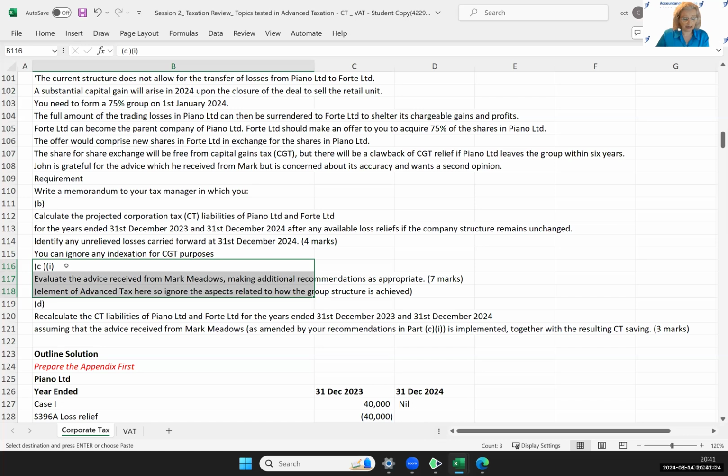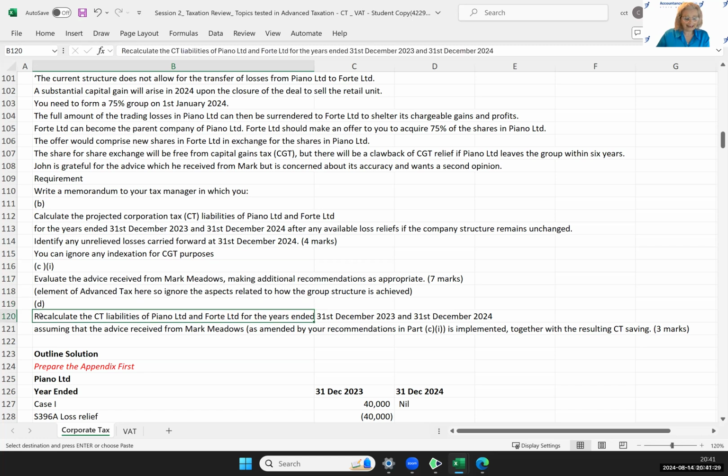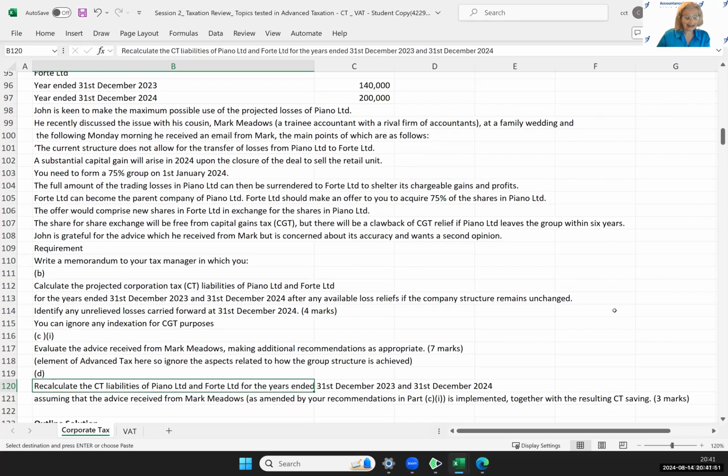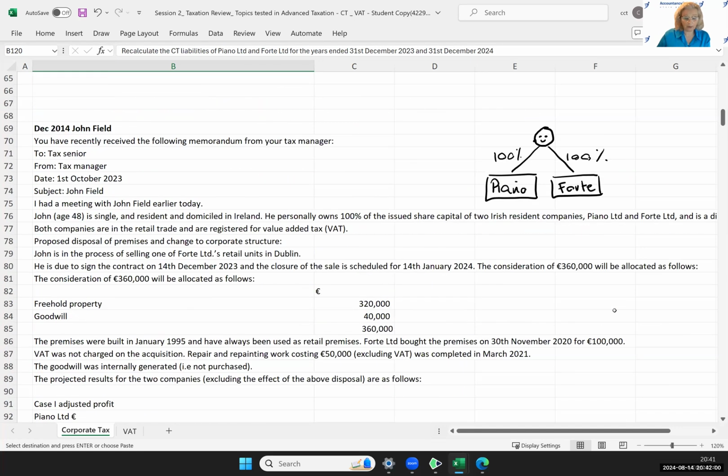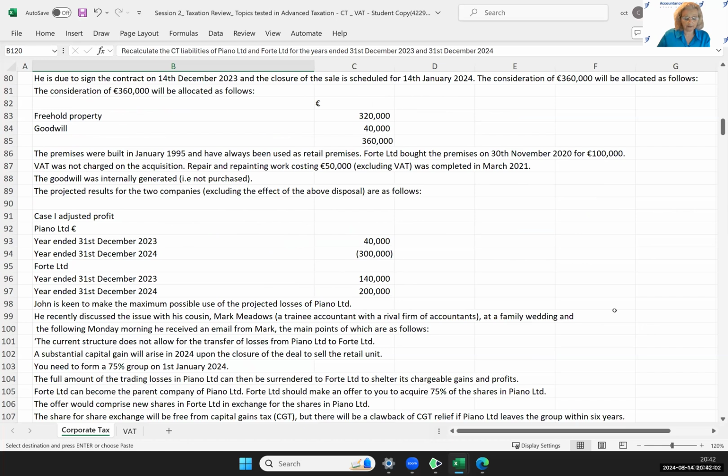Before we do that, the proposal is that in D, we recalculate the CT liabilities of Piano and Forte Limited for the years ended 31st December 23 and 24, assuming that the advice received from Mark Meadows, as amended by your recommendations in Part C, is implemented together with the resulting saving. So let's have a read of what Mark Meadows has said. Before we even read what he has said, can anybody identify what we need to do to be able to utilise those losses?